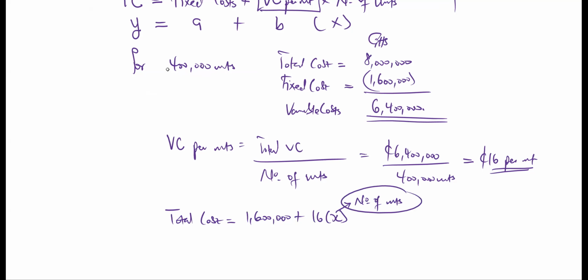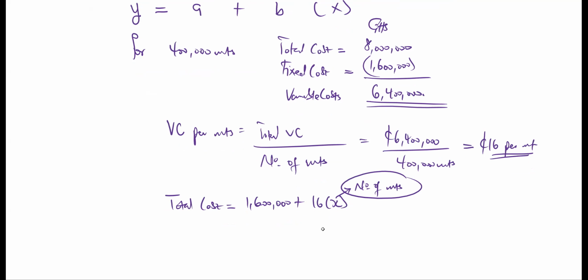Do you all agree? Yes, sir. So if we put any level of activity inside, we can get the total cost for it. If you put 400,000 inside right now, you end up with 8 million. True or false? True.